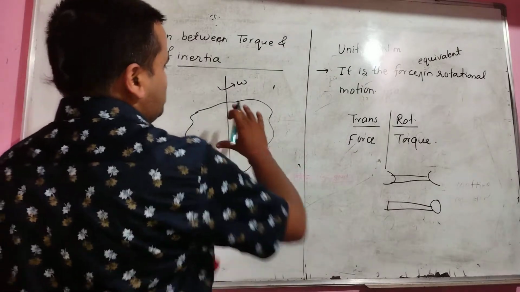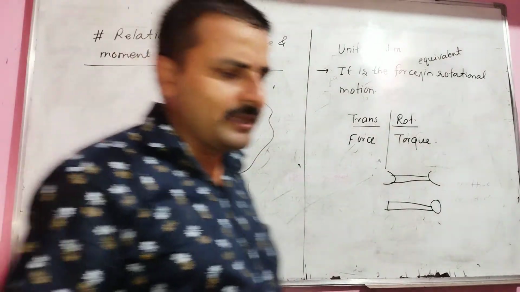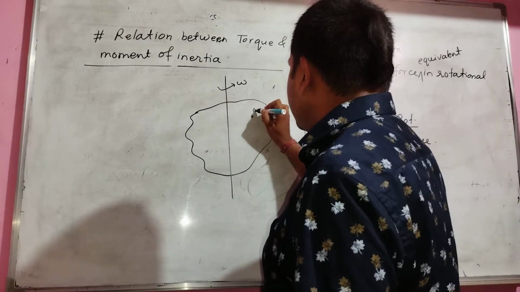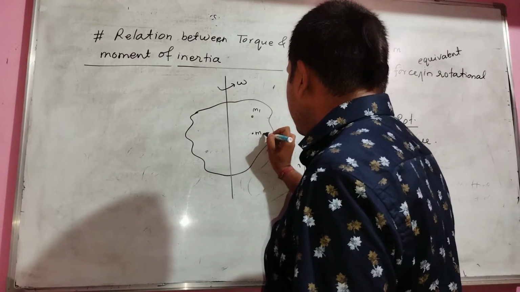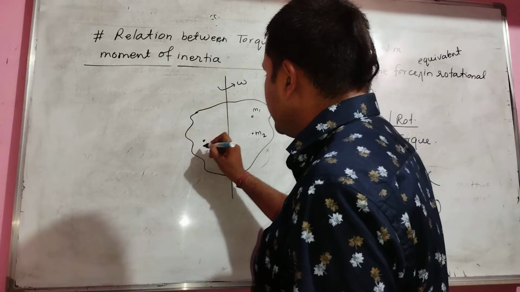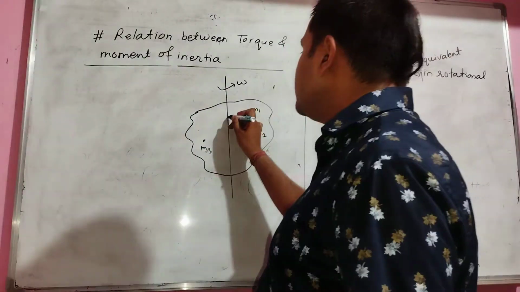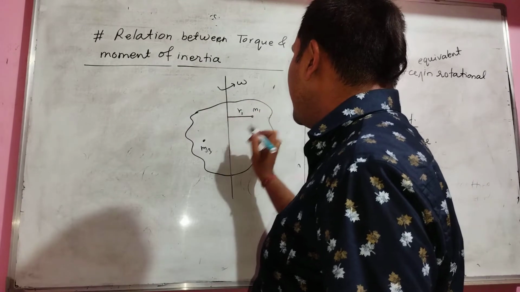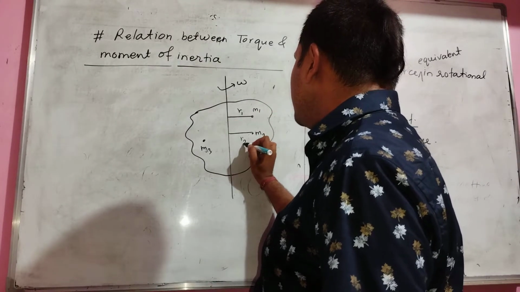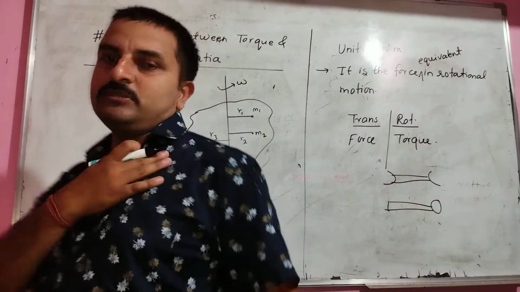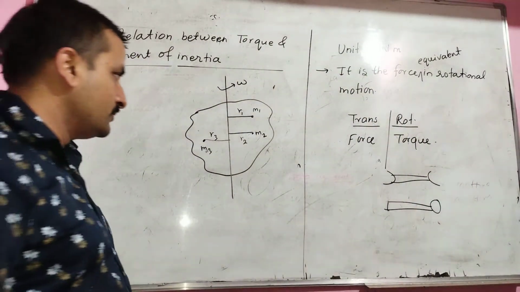So suppose this body has a large number of particles, n particles. Suppose I have chosen here m1, here m2, here somewhere m3, or whatever it may be, arbitrarily. And this distance is r1, this distance is r2, this distance is r3, and there can be many possibilities for the other particles also.